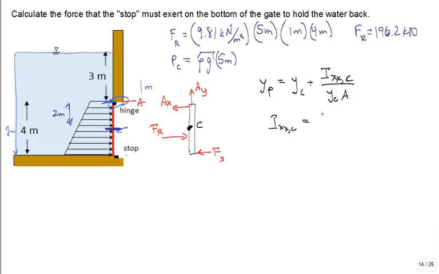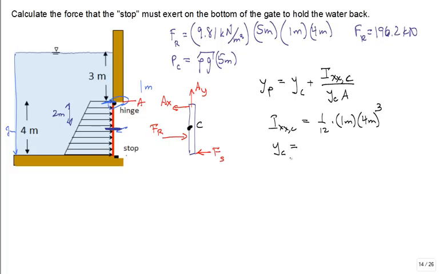Ixx equals 1/12 b h cubed. B in this case is 1 meter, H in this case is 4 meters, cubed. True. That's correct. So we get the value for the Ixx. What is the value of y of C?